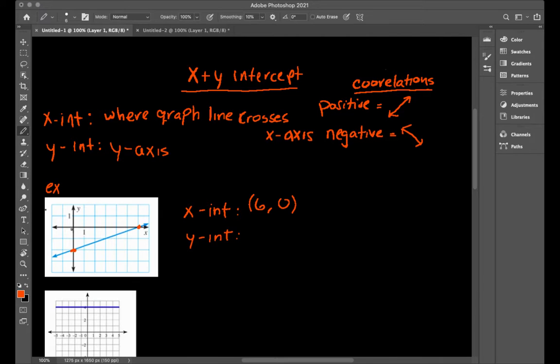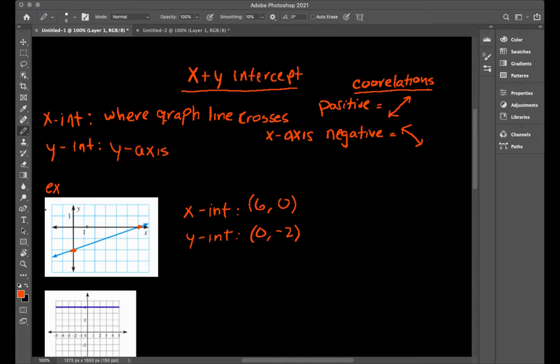Now the y-intercept is 0 in front because that would be the x, and the other one would be how many down? 1, 2. So that'd be negative 2. So that would be the y-intercept (0, -2). And that's all you have to do in that situation. Pretty easy. Just find the points and put them in.